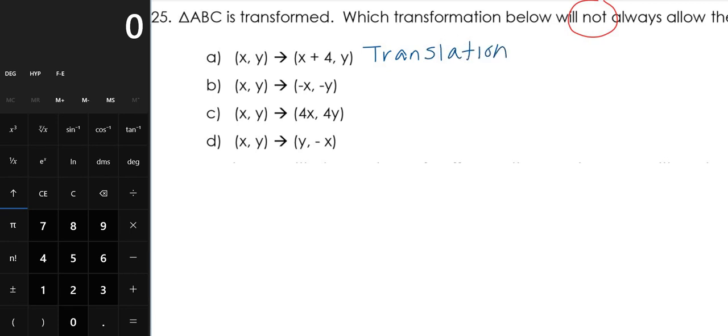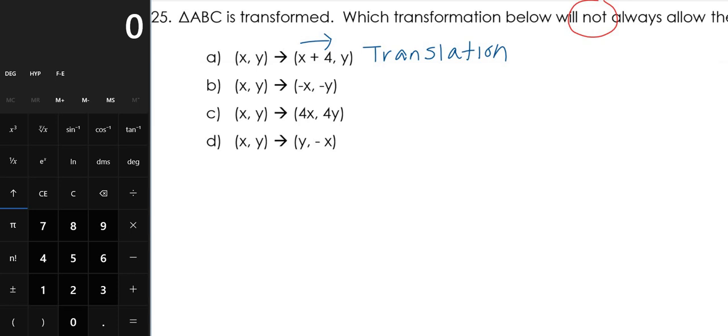Translation. It's a translation or a slide 4 to the right. Not up or down, just to the right. B, -X, -Y. Now here's what I recommend. Try a triangle, put it on a graph, perform that transformation. It says change the coordinate sign of both X and Y and see what happens.